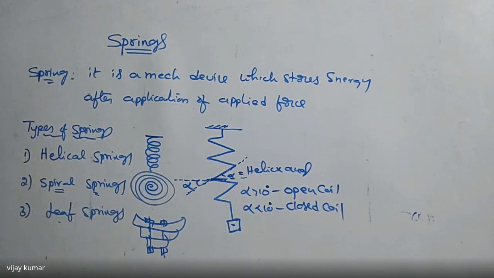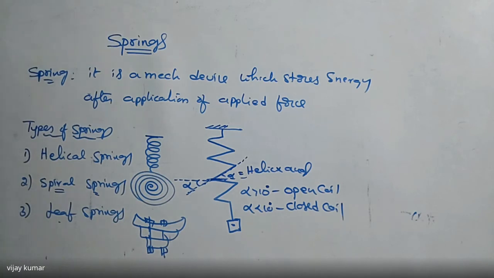But here there are two types of springs we are using. One is tension spring and one is compression spring. So both carry axial load. I got my point or not? So when the spring carries axial load, then we are going to calculate the value of delta. Delta is nothing but deflection of the spring. After knowing the deflection, automatically we are going to find the stiffness of the spring.